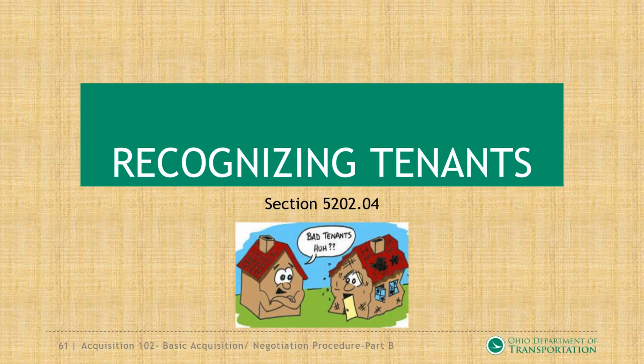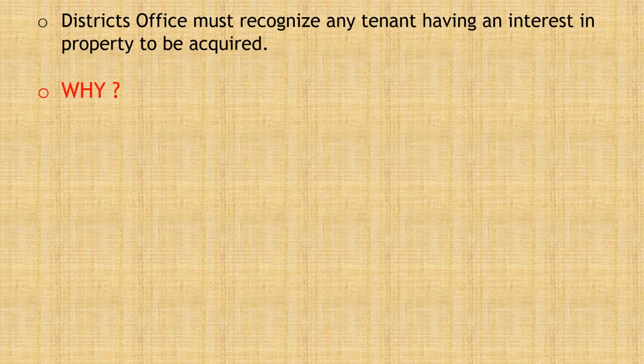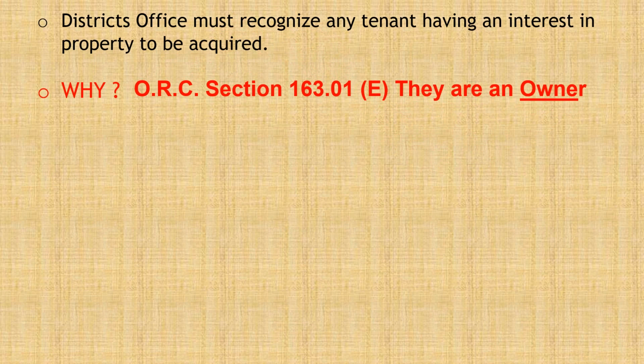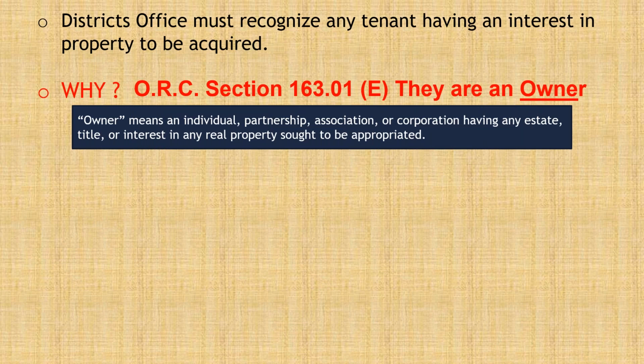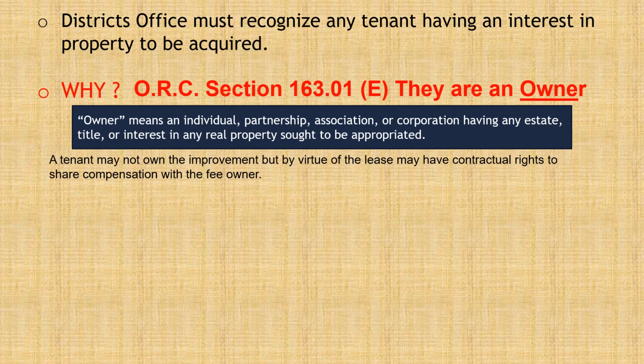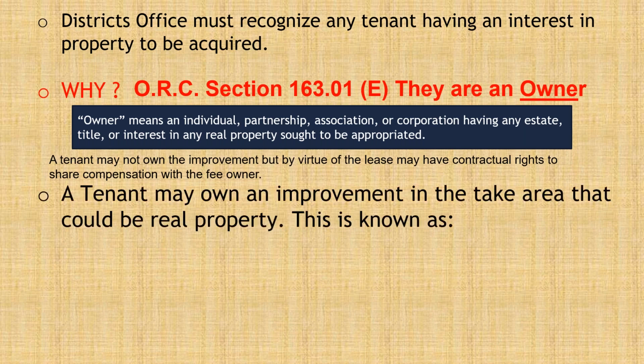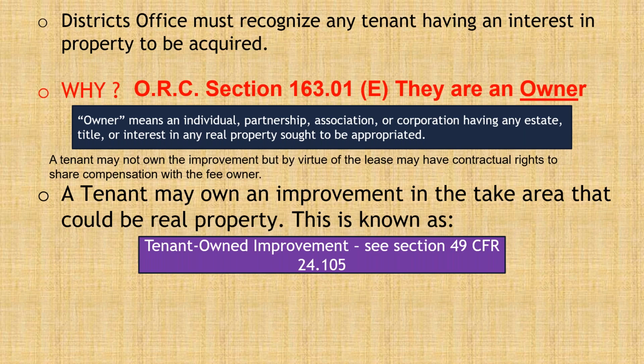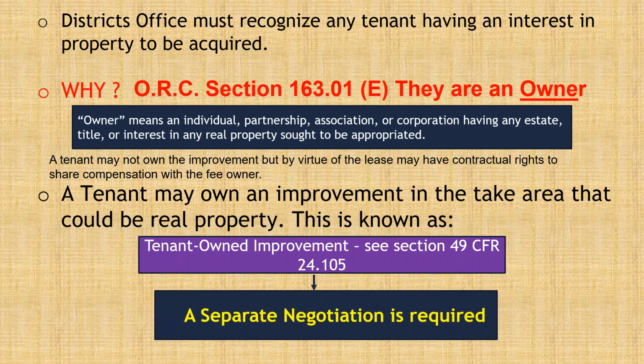All right, so we're talking about recognizing tenants. District offices must recognize any tenant having an interest in property to be acquired, because per the Ohio Revised Code, they are an owner. Owner means any individual, partnership, association, or corporation having any real estate, title, or interest in any real property sought to be appropriated. A tenant may not own the improvement, but by virtue of the lease, they may have contractual rights to share compensation with the fee owner. The tenant may own an improvement in the take area that could be real property, and this is known as a tenant-owned improvement. For any tenant-owned improvement, a separate negotiation is required, known as a bill of sale parcel.